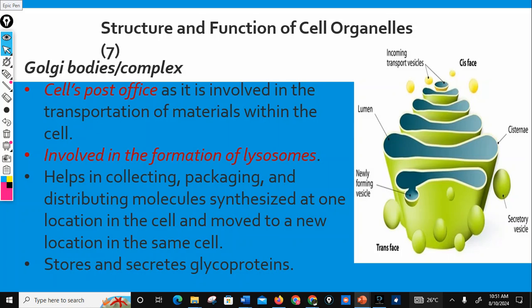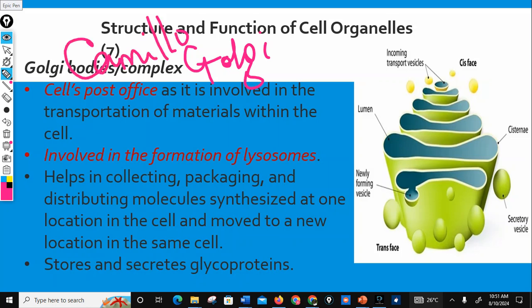We have the next organelle, which is the Golgi apparatus. The Golgi apparatus is an organelle that was named after a man called Camillo Golgi. I hope I spelled it well. He was the one who discovered the Golgi apparatus, or Golgi body. It forms what is called a Golgi complex, so this entire structure is called the Golgi complex.